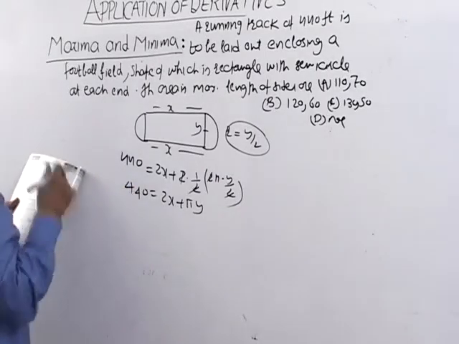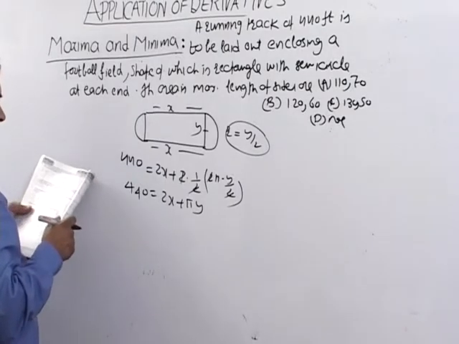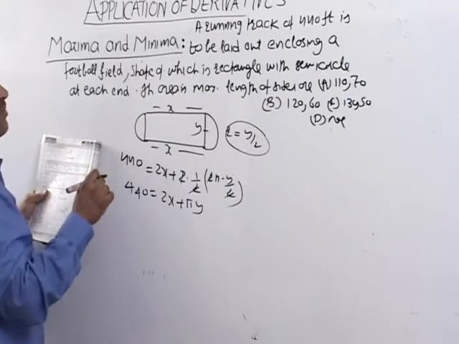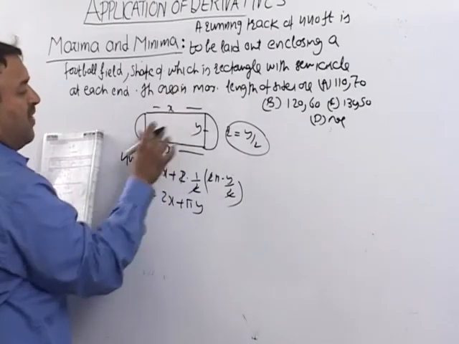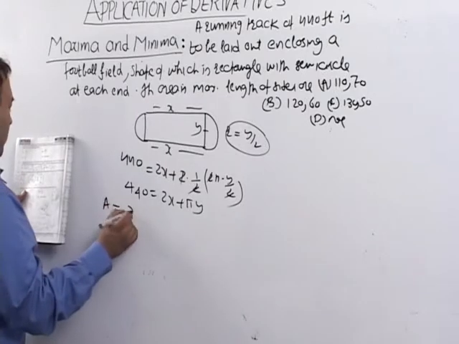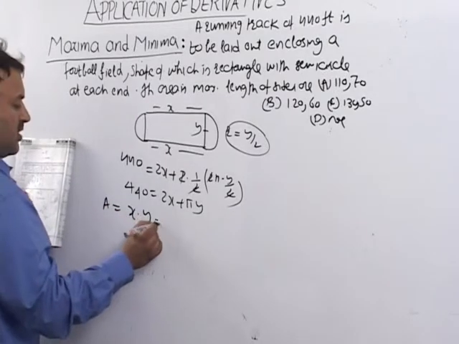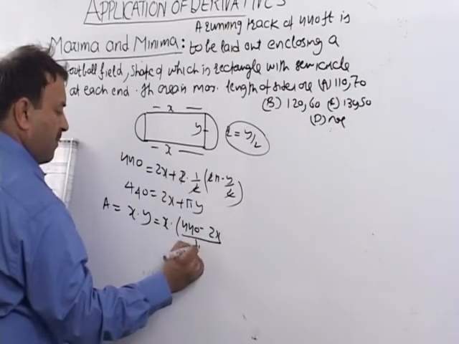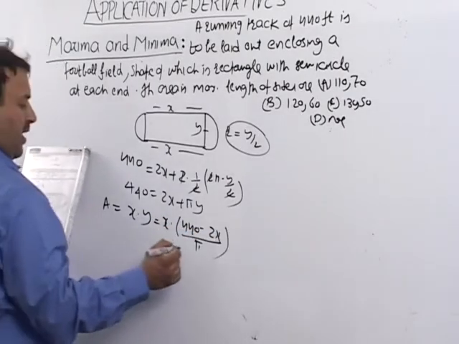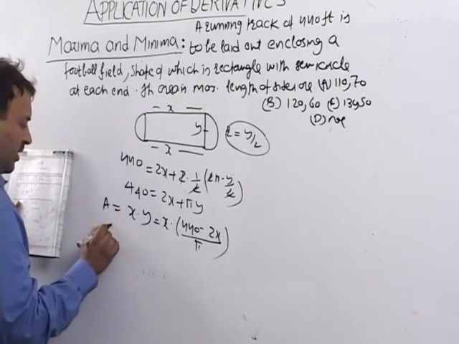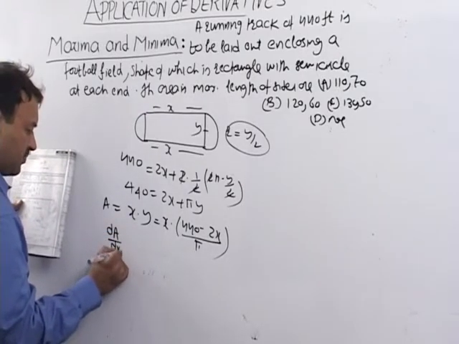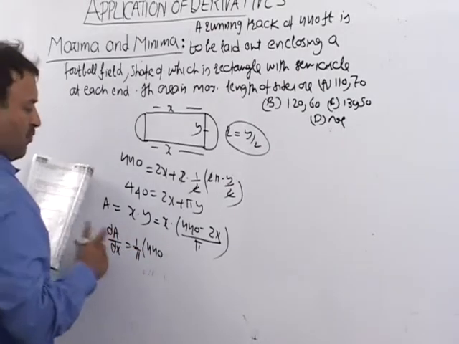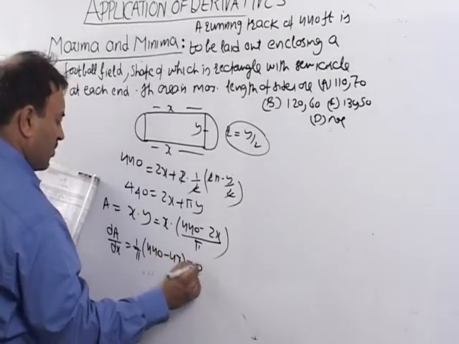Now the area is to be maximum. So what will the area be equal to? It is given that only the area of the rectangular portion is maximum. Area is equal to xy. This is equal to x into (440 minus 2x) upon pi. Then dA upon dx is 1 upon pi, (440 minus 4x) is equal to 0.